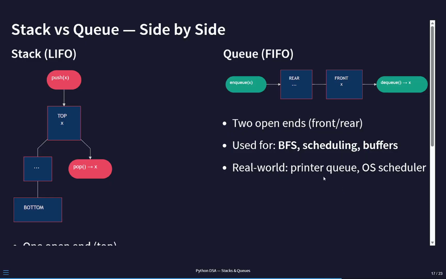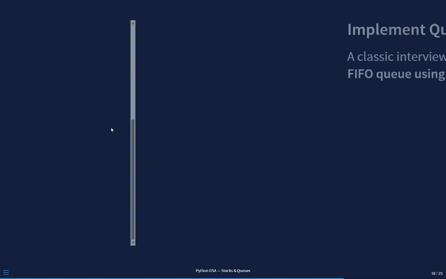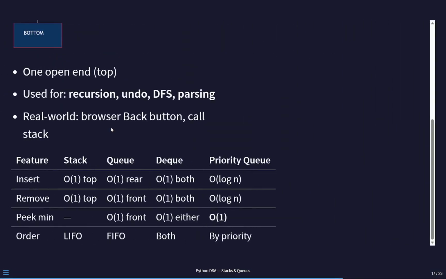Click the big complexity table at the bottom, which brings in the deque and priority queue for a full comparison. Stack and queue operations are O(1). Deque is also O(1) at both ends. Priority queue is O(log n) for insert and remove, the cost of maintaining heap order, but O(1) for peek. The order row captures the fundamental distinction: LIFO for stack, FIFO for queue, either end for deque, and priority-based for the priority queue. Pick the structure whose ordering model matches your problem's requirements, and everything else follows naturally.